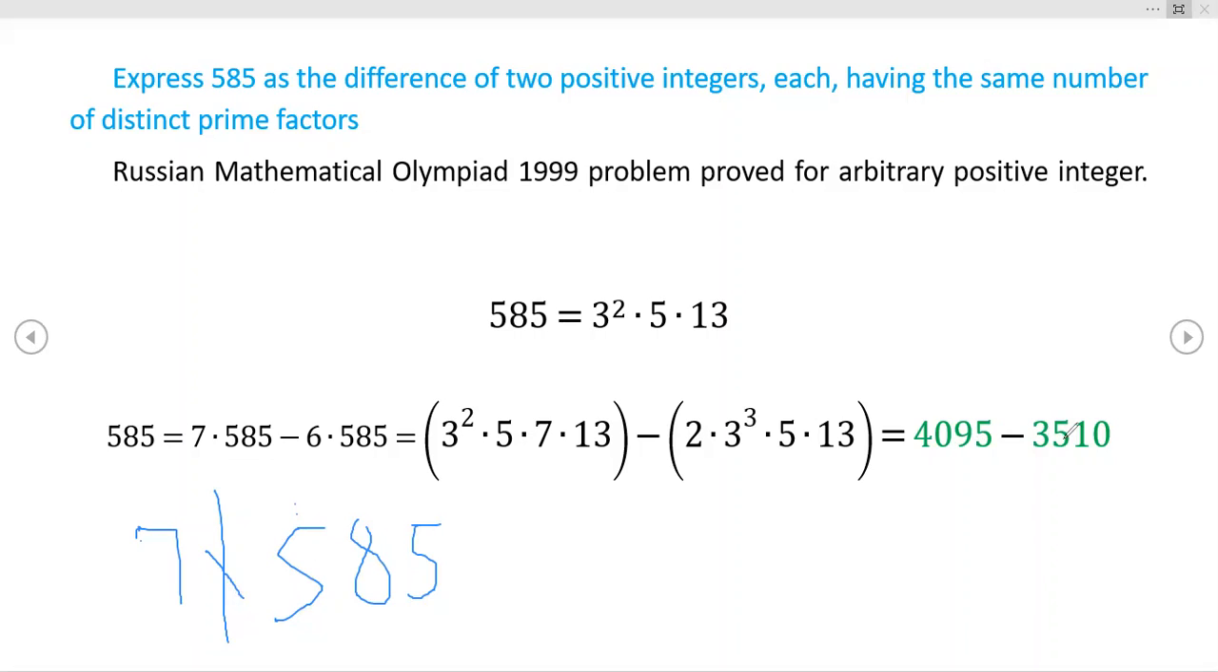585 is the difference of 2 numbers, namely 4095 and 3510, each of which have the same number of prime divisors. Not the same prime divisors, the same number of prime divisors, and that's a distinction, of course. So I thought that was pretty cool.